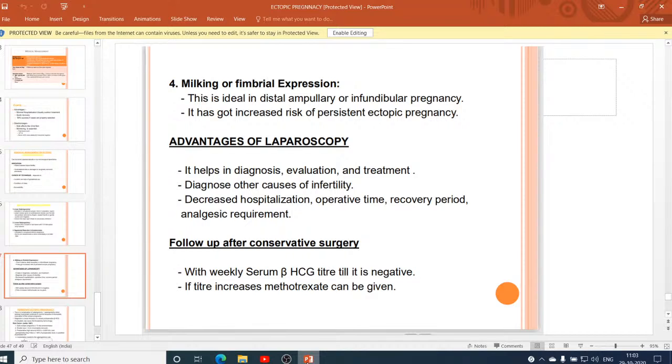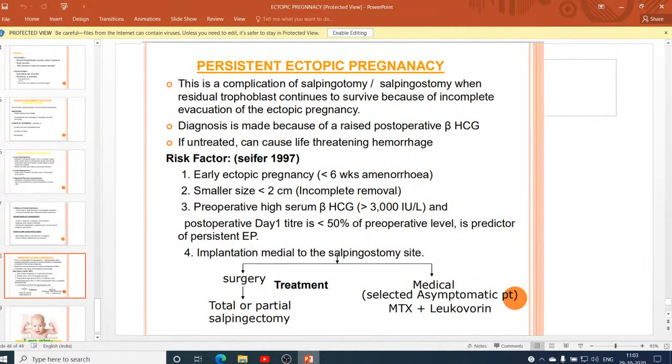Follow-up after conservative surgery is with weekly serum beta HCG titer till it is negative. If titer increases, methotrexate can be given. So what is persistent ectopic pregnancy? This is a complication of salpingostomy when residual trophoblast continues to survive because of incomplete evacuation of ectopic pregnancy. Diagnosis is made because of raised postoperative beta HCG. If untreated, can cause life-threatening hemorrhage.